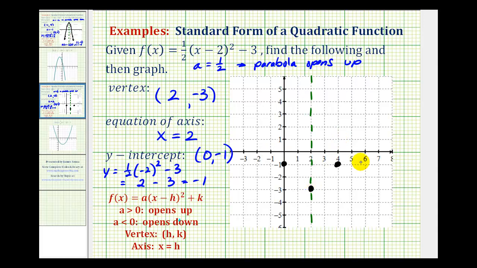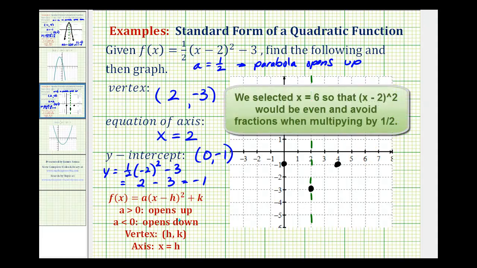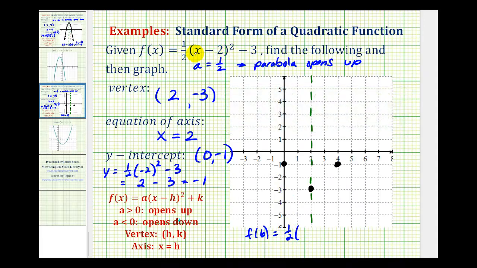To do this, we'll select one other x value and sub it into the function. For example, let's evaluate the function at x equals 6. So f of 6 is going to be equal to 1/2 times the quantity 6 minus 2 squared. Well, 6 minus 2 is 4. This will be 4 squared, and then minus 3. Well, 4 squared is 16. 16 times 1/2 is 8. 8 minus 3 is equal to 5.